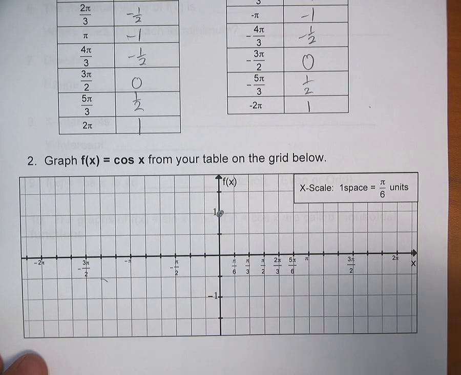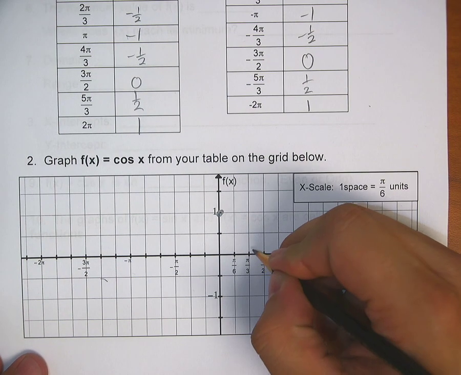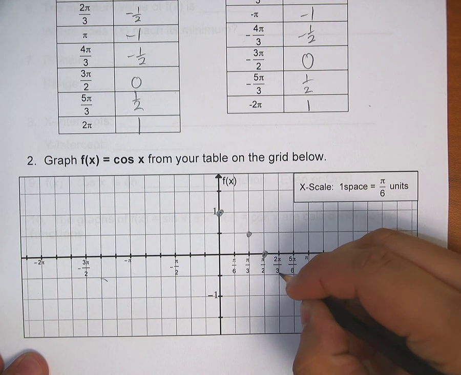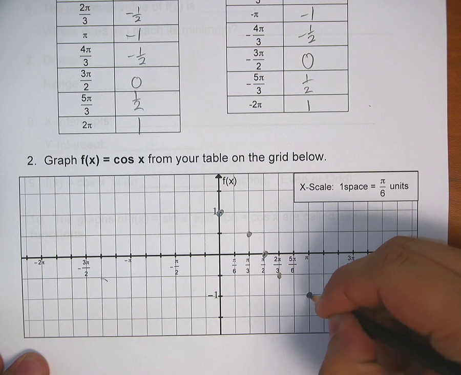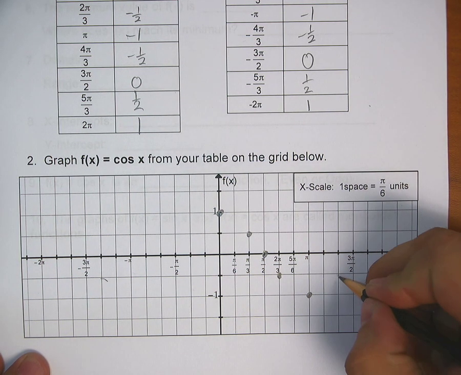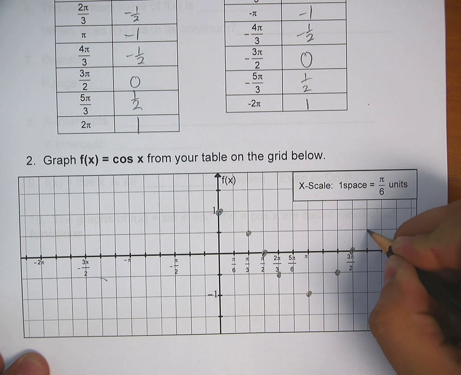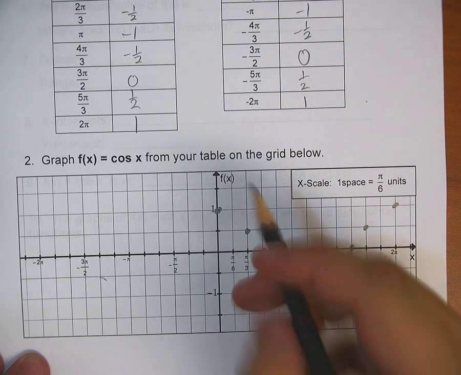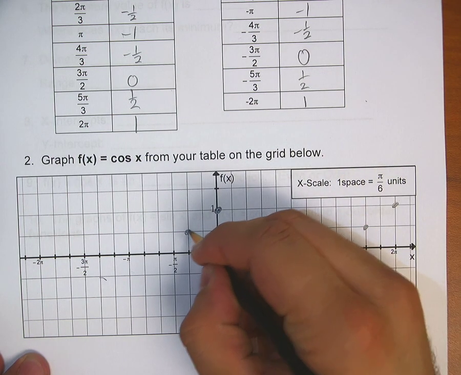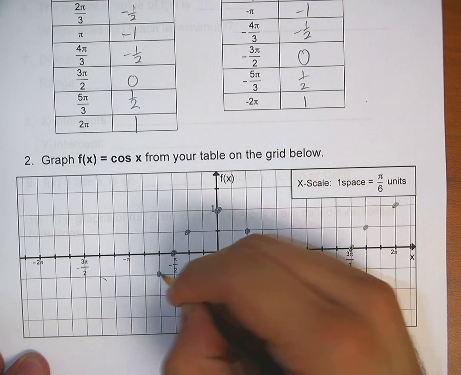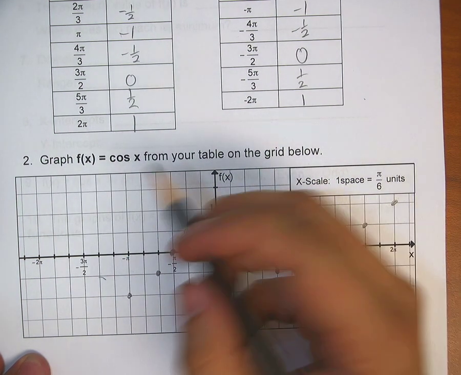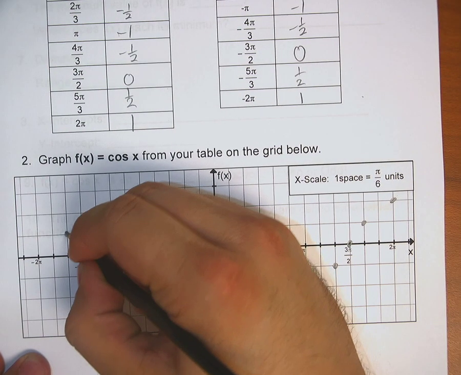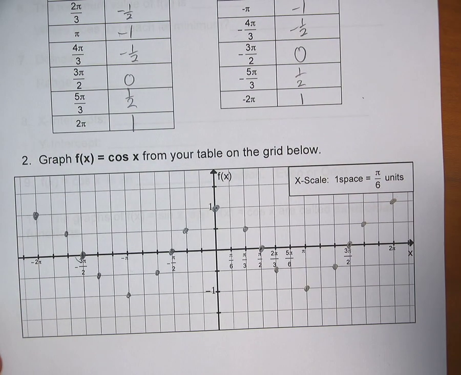I'm going to plot all of these here for you. It's having a pi over 3, 1/2, 0, negative 1/2, negative 1. Here, here, here, 1. Fantastic. Moving on. Here, here, here, here, here, here, here, here. Yay!